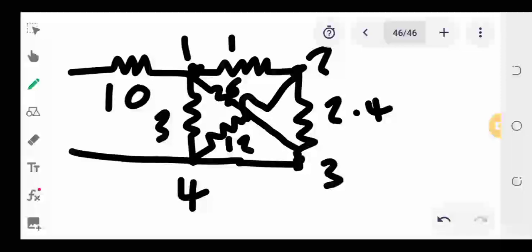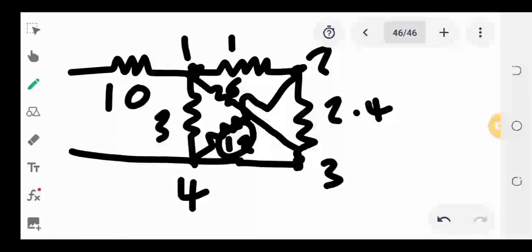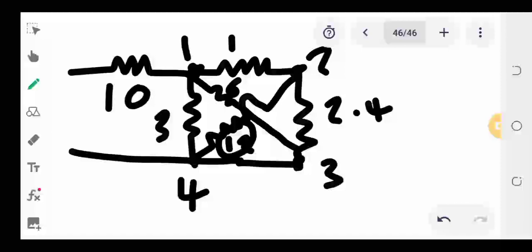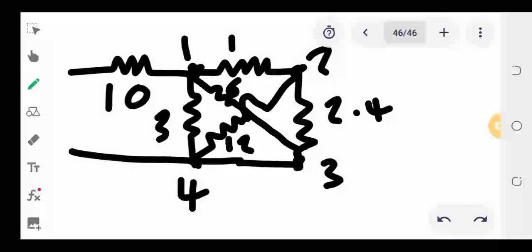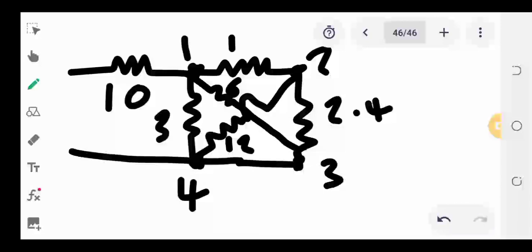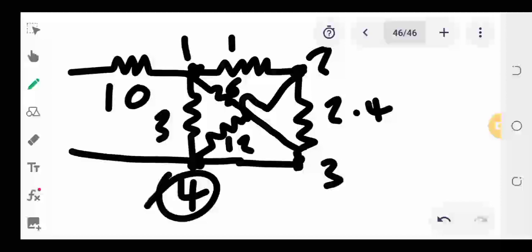See, we do have the 12 ohm resistor here. It is connected in such a way that it is jumping over the 6 ohm resistor. So in this case, the 12 ohm resistor is connected to this terminal and this terminal, the node 4 and node 2. So this is where it is connected.